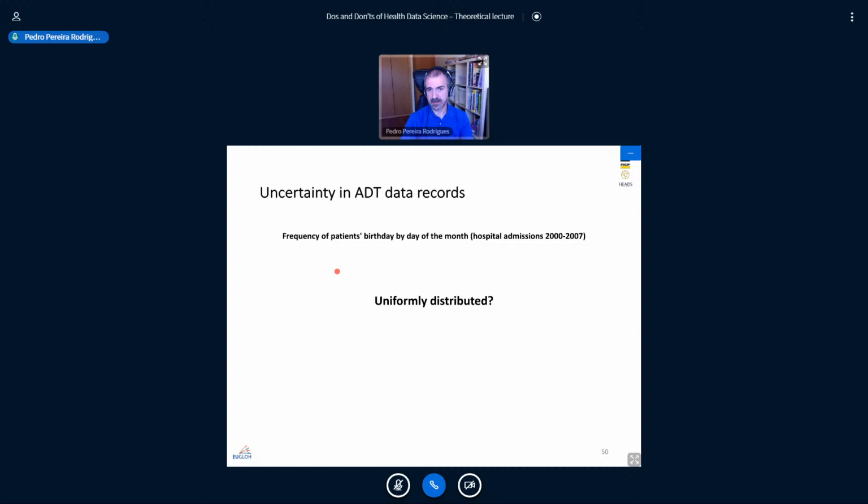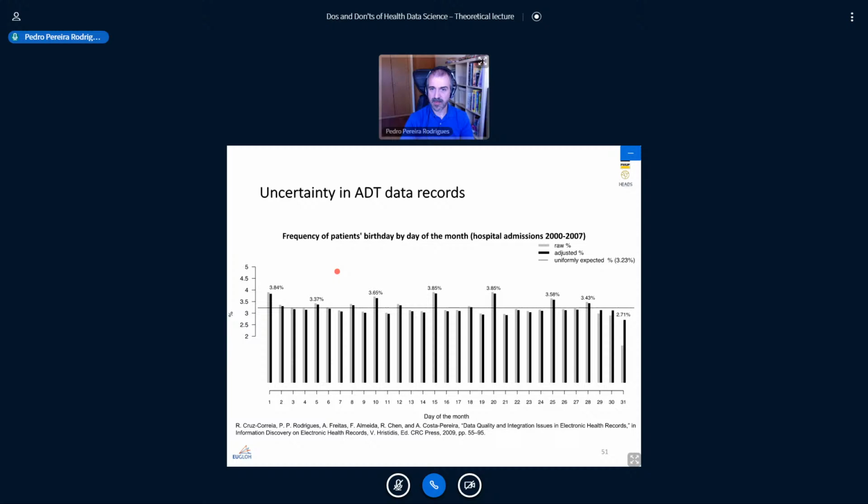And of course, we expected that this would be uniformly distributed. However, when we looked at the data, we saw that apparently birthdays were happening at multiples of 5. Even adjusting for the final days of the month, this was clearly a pattern of multiples of 5. And of course, there's no explanation for us being born at multiples of 5 of the calendar.